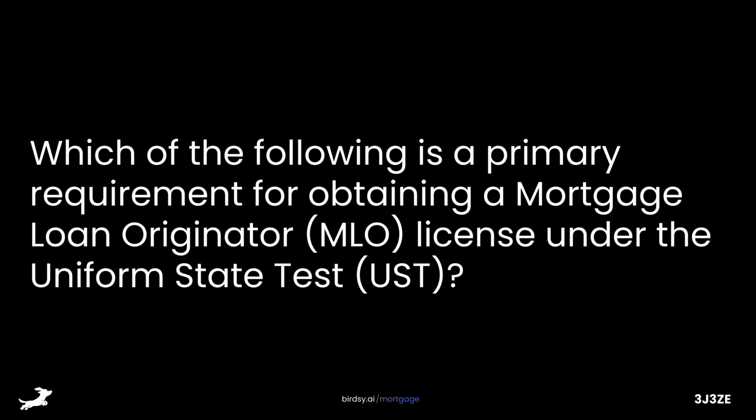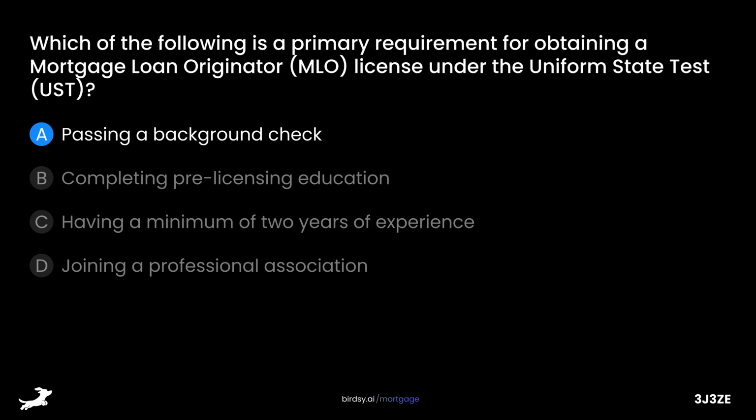Which of the following is a primary requirement for obtaining a mortgage loan originator license under the Uniform State Test? Is it A, passing a background check, B, completing pre-licensing education, C, having a minimum of 2 years of experience, or D, joining a professional association? The answer is B, completing pre-licensing education.